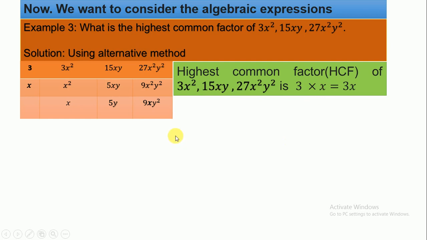Just have it at the back of your mind that you are looking for something that goes straight in each of these given terms. Once you're able to get that, you use it. If you can't find any, stop. And you multiply what goes. So 3 times x, that's why we have 3x. The highest common factor is 3x.